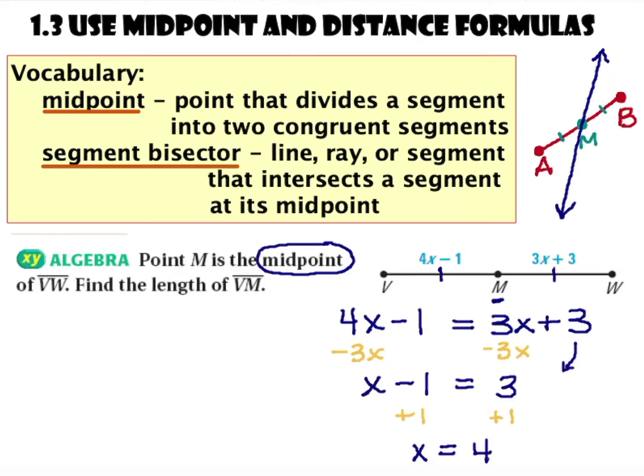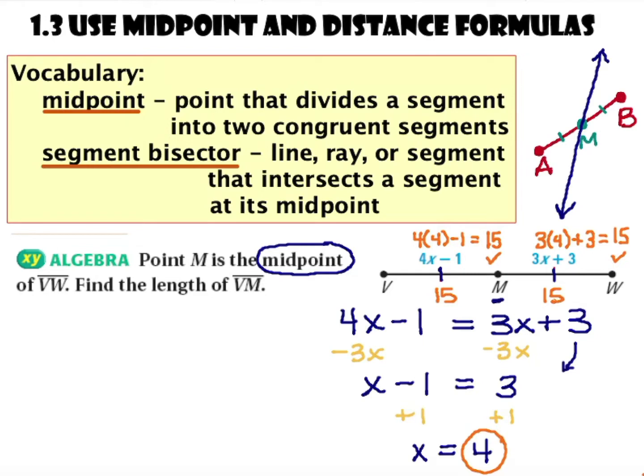Now, one thing that I always do on geometry algebra problems is I plug that back in. It's like an automatic. I'm going to plug that back in, not into the equation, but into the picture. And the reason I do that is because then I can really make sense of it. So 4 times 4 minus 1 would be 16 minus 1, 15. And 3 times 4, 12, plus 3 would be 15. Is that a good sign? I got a 15 here and I got a 15 here. And on that picture, wouldn't we expect those two lengths to be the same because M is the midpoint?